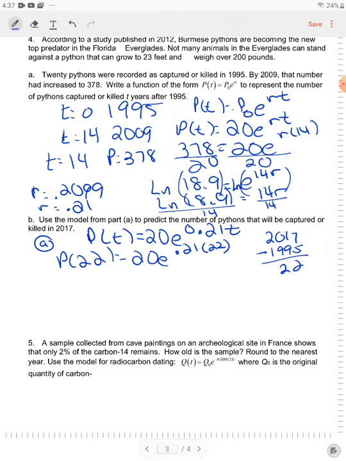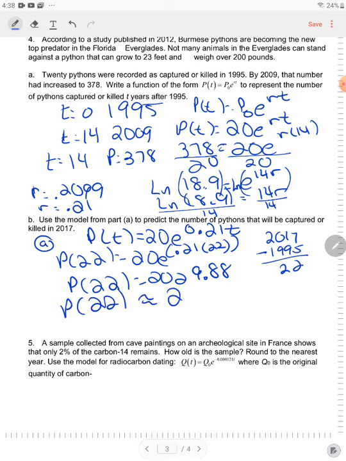So again, this is a calculator punch here. 20 and then second ln. That gives you e. 0.21 times 22. If you have the TI-83, please put that in parentheses. So you would need to put the 0.21 times 22 in parentheses. So P of 22 is equal to 2029.88. So we're going to say P of 22 is approximately 2030. That's how many pythons we would expect to be killed or captured.